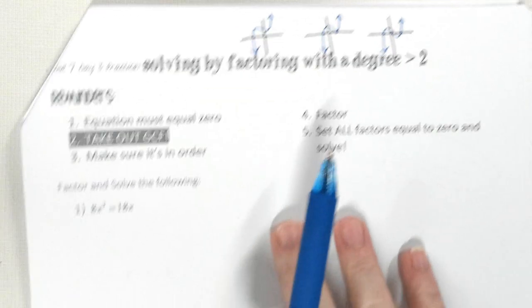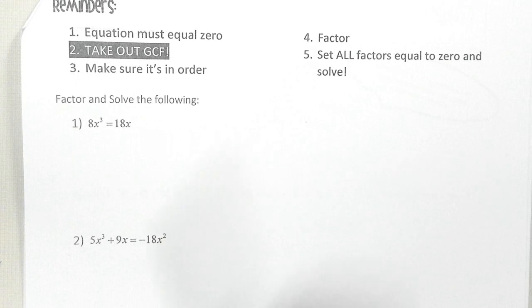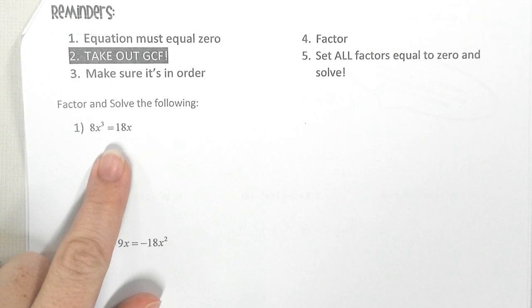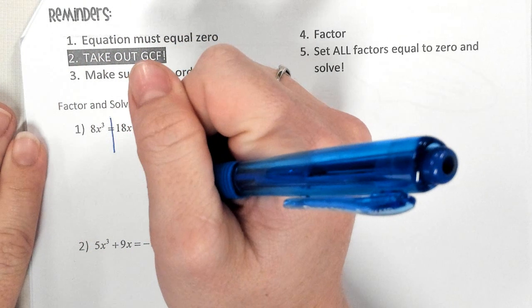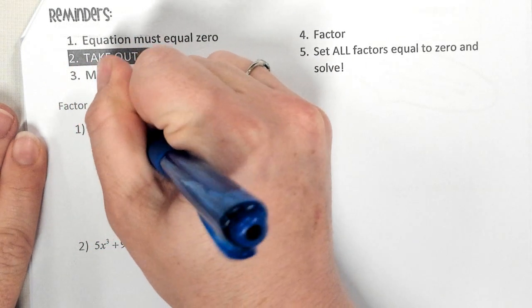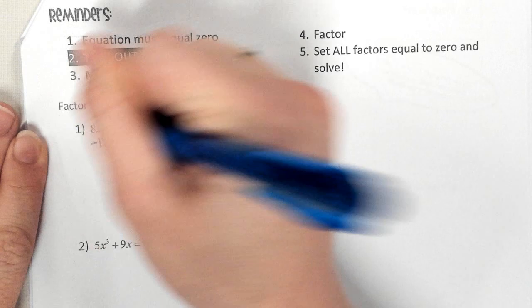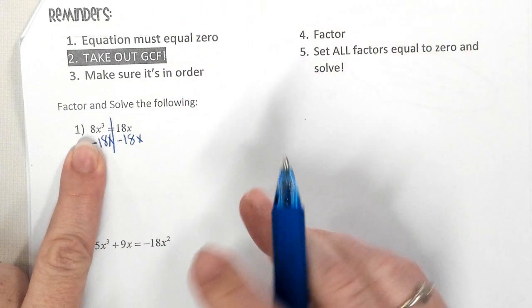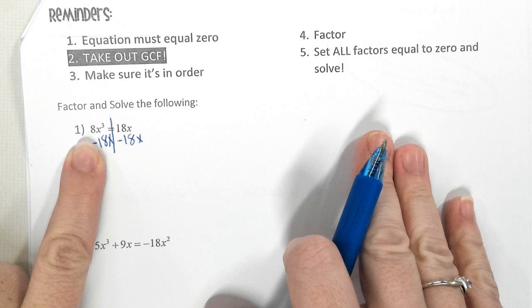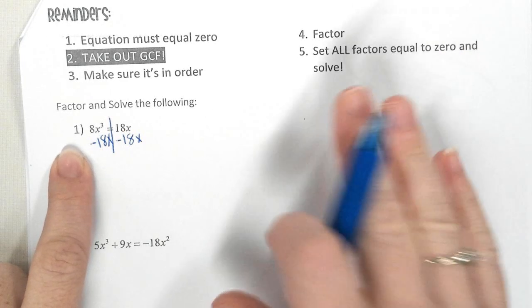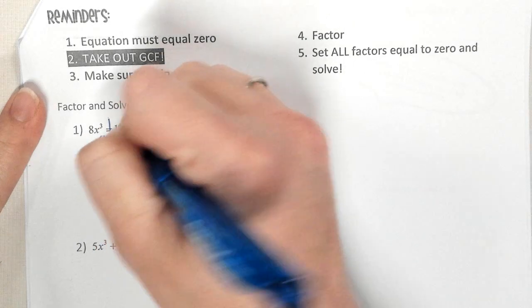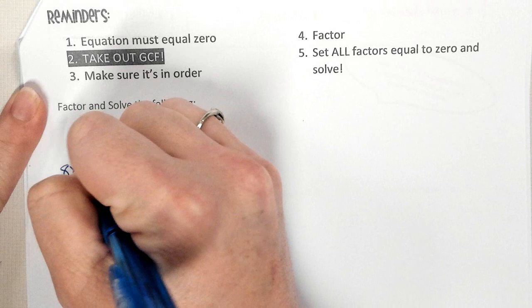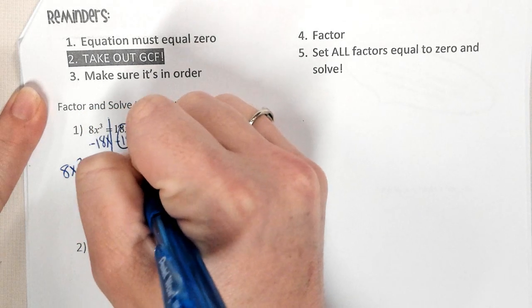Okay, let's look at number 1. It says solve and factor the following. Well, first off, number 1 says equation must equal 0. How do I make this equal 0? Yeah, I'm going to move the 18x. Why are we going to move the 18x and not the 8x cubed? Because if we make the 8 negative, we are going to have to take a negative out. And if you don't want to deal with a negative GCF, you want to move the smaller exponent, yes? So now I have 8x cubed minus 18x equals 0.